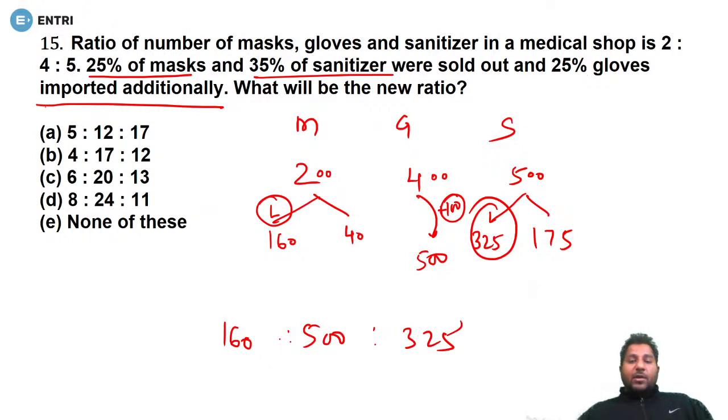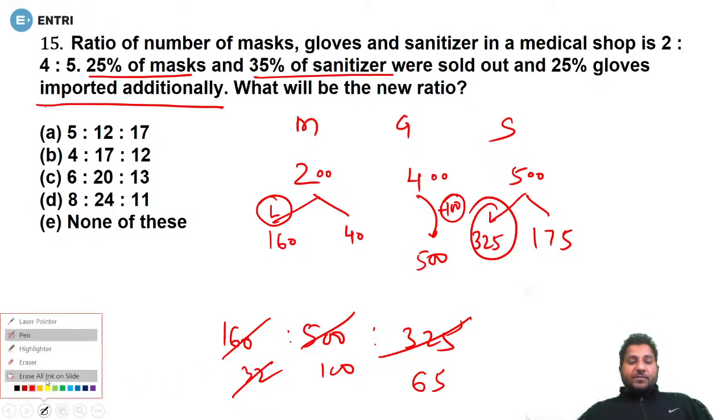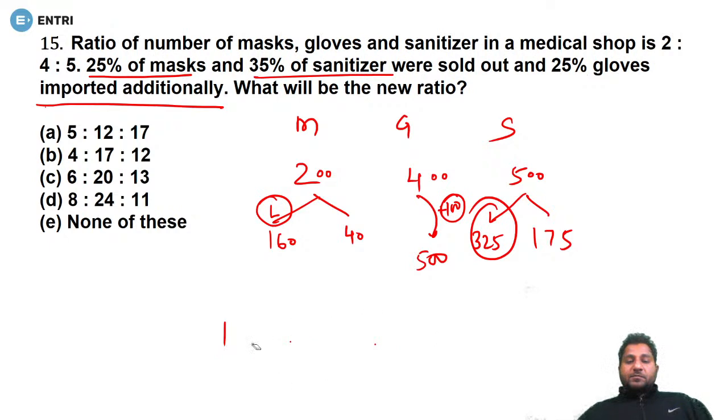Now tell me how you are going to solve this. Tell me the final answer. Come on guys, maybe I have made a mistake somewhere. 25% of masks and 35% of sanitizers were sold out. Let me check. And 25% gloves imported additionally.